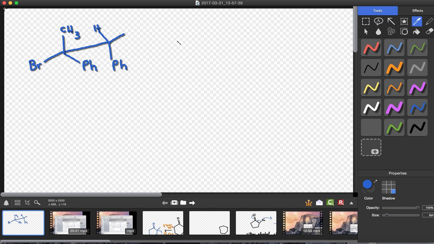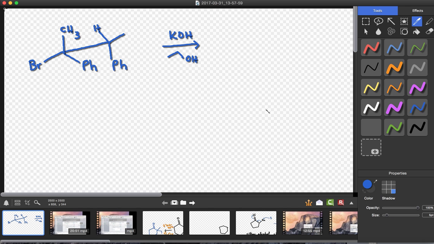So this is our substrate, and we're going to react this with KOH. Now KOH is a strong base. This is definitely going to favor an E2 elimination. And it's in ethanol. Normally we think of ethanol as an SN1/E1 solvent, but the strength of the base overrides the fact that the solvent is polar and protic.